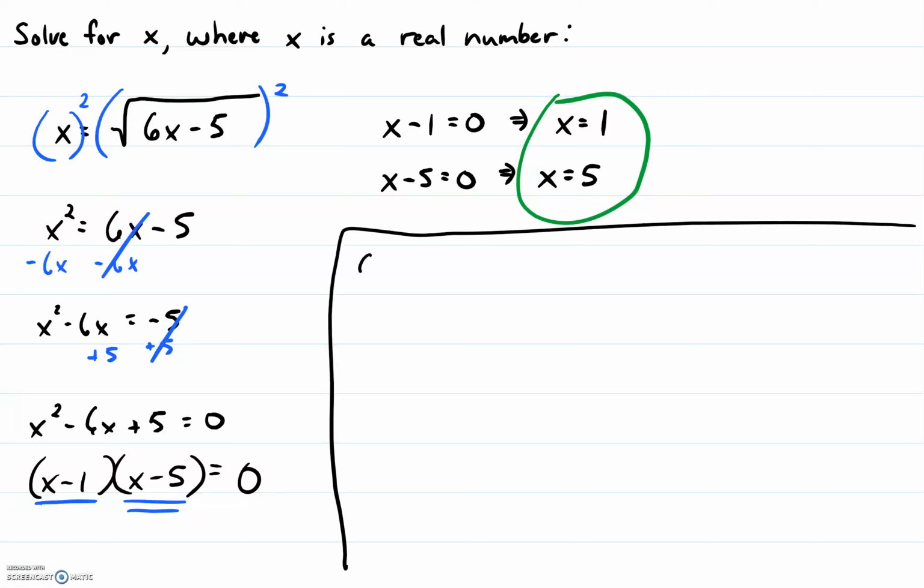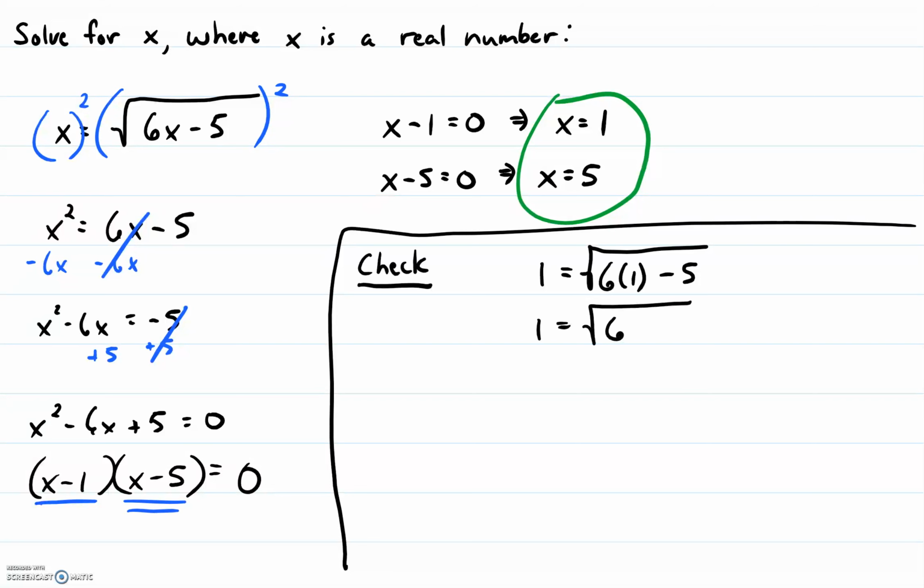So let's go ahead and check x equals 1. If we plug 1 into the place of x in the original problem, that's going to give us 1 is equal to the square root of 6 times 1 minus 5. And now let's go ahead and simplify this. Nothing changes on the left-hand side. On the right-hand side, 6 times 1 just gives us 6 minus 5. So we'll have 1 is equal to the square root of 1. And of course, the square root of 1 is just going to be 1 because we only want to take the positive version there. And so 1 equals 1, that checks out. So x equals 1 is definitely a solution.